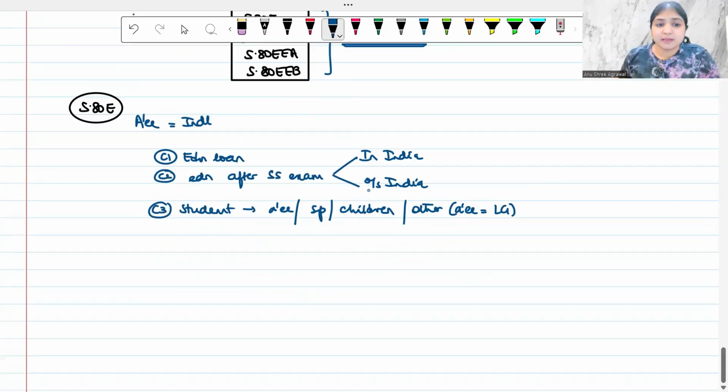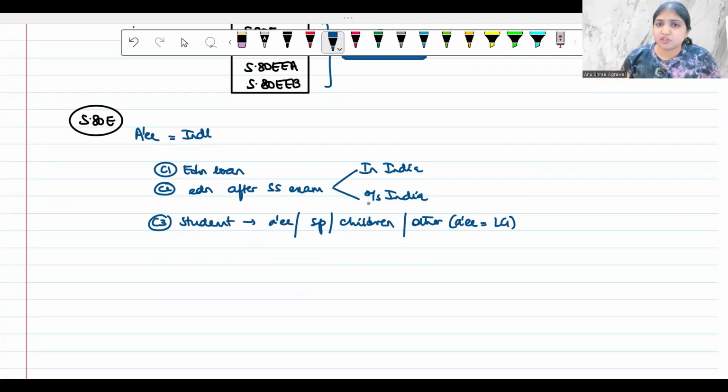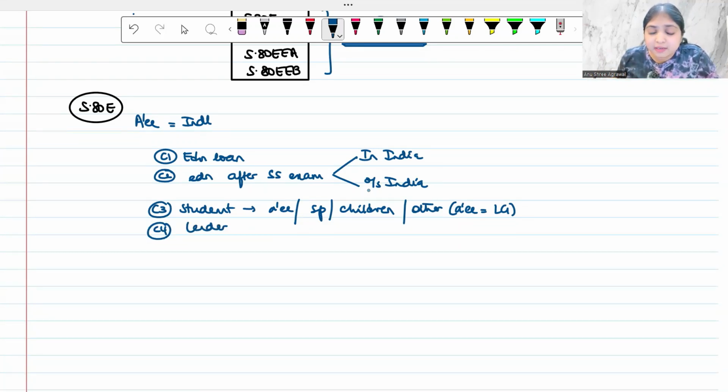So condition number 1, the assessee should have taken an education loan. The education should be after senior secondary examination in India or outside India. Condition number 3, who is getting educated? Either the assessee himself or his spouse or his children or any other student for whom the assessee is a legal guardian. Condition number 4, who is the lender? The lender over here should either be a bank or a financial institution, or the lender can also be an approved charitable institution.